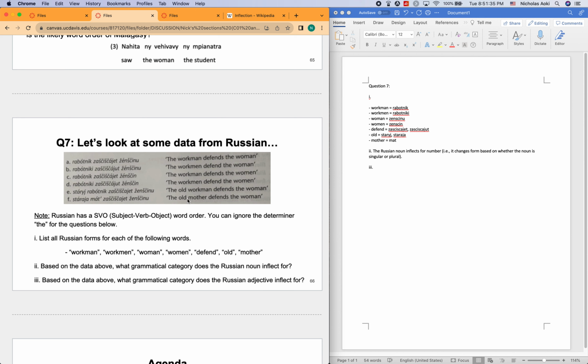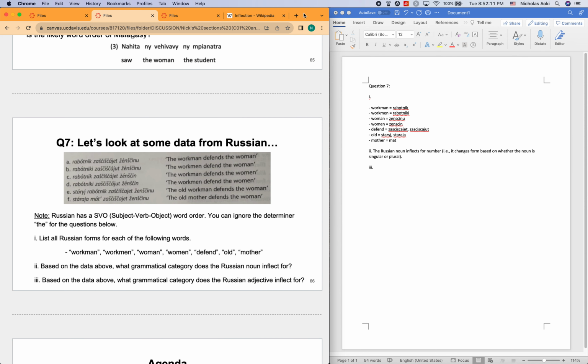Notice that there's only one adjective in the whole data, old, and it's changing form for E and F. So in E we have stary, and in F we have staraya. English doesn't have this inflectional category, but notice how the nouns associated with these adjectives differ in gender. So after stary in E comes the male noun rabotnik, which means workman. In sentence F, the adjective staraya is associated with the female noun mat, which means mother.